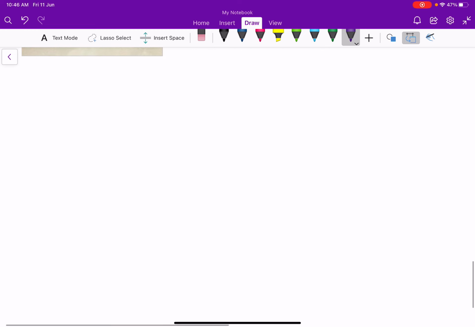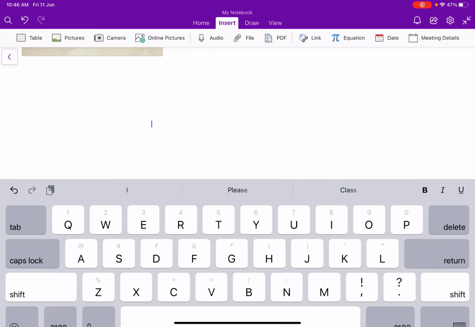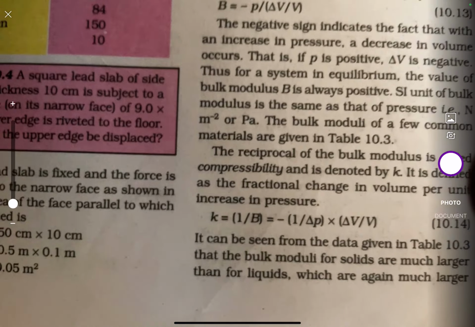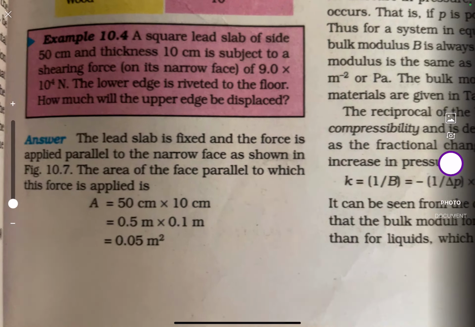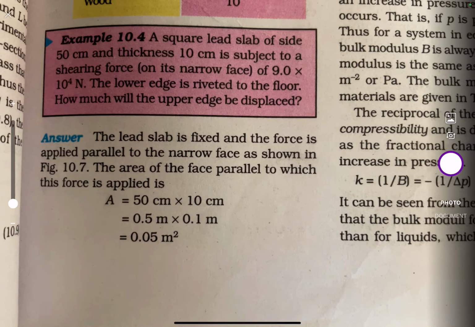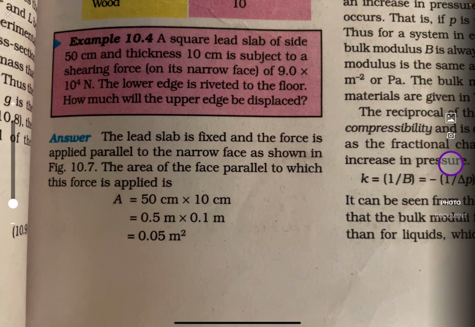Now I am going to discuss another example, example number 10.4.